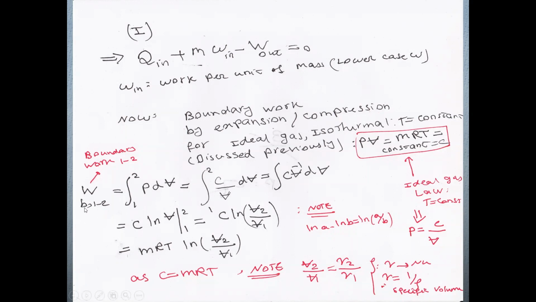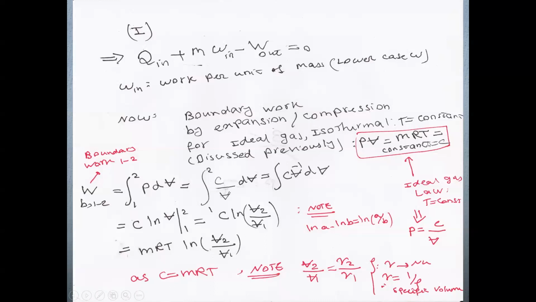So it's WB from state 1 to state 2. We know the formula. It's the integral of PdV. In order to take this integral, we need to write P, pressure, as a function of V, right? It's an ideal gas, so there is a relationship between P and V. We know PV is MRT, right?